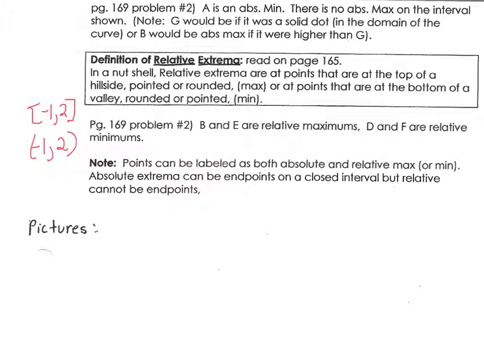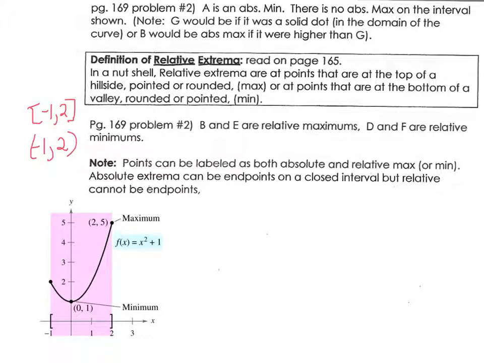So if we take a look at our first picture, we are given the closed interval -1 to 2, which means that the points (-1, 2) and (2, 5) are included in this function x squared plus 1. So if we're looking at this picture, we definitely have a minimum value at (0, 1), and then we would have a maximum value at (2, 5) because the endpoints can be included in our absolute min or absolute max.